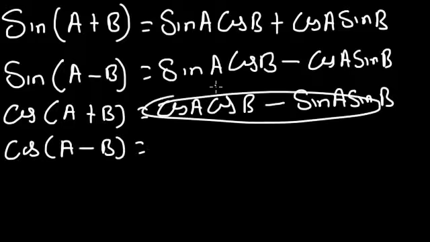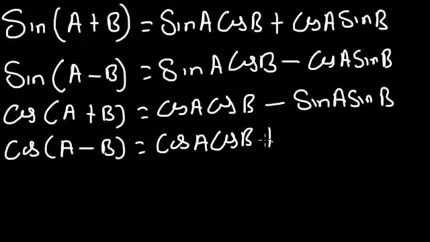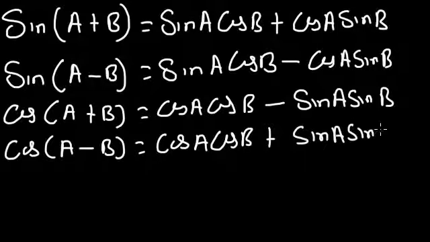And the cosine when the sign between the two angles is negative, the result will be the same as this, but the sign will flip. It will also change. Cosine A cosine B, then instead of subtraction, it will now be positive sine A sine B. So that's for cosine A minus B.